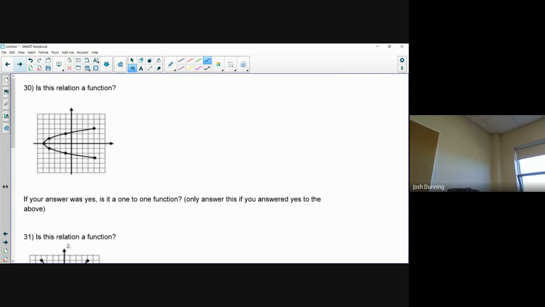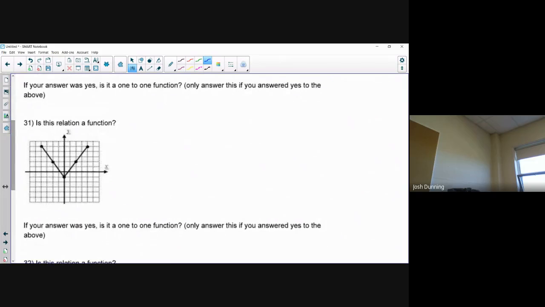Is this a relation to function? Nope. Fails vertical line test. So I'm not even going to answer the next one. Is this relation a function? Yes, it is. There's no way I can connect any parts of that with a vertical line. It can't be done. But the next part, is it a one-to-one? No. Fails the horizontal.